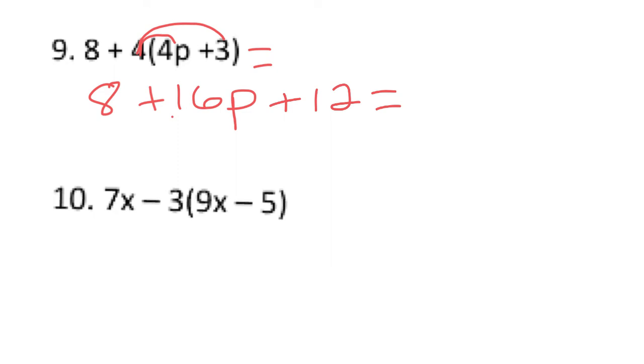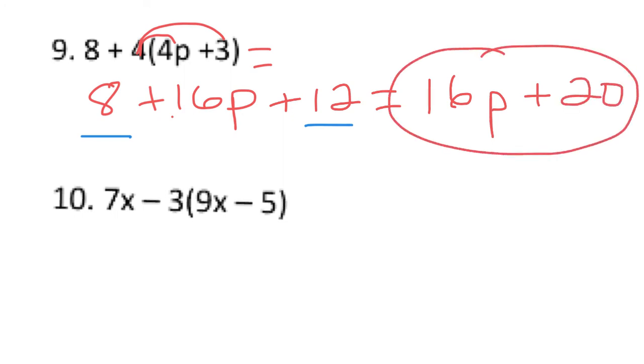And now we need to add our like terms. So we've got a like term here with the 8 and the 12, and that equals 16p plus 20. We like to put our variable first. This is called standard form, where we have the variable, and if we have more than one variable, it's the highest exponents first down to the lowest. It's descending order. We'll talk more about that later on.